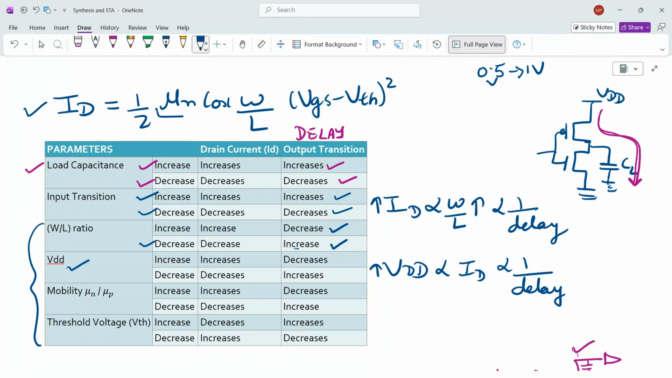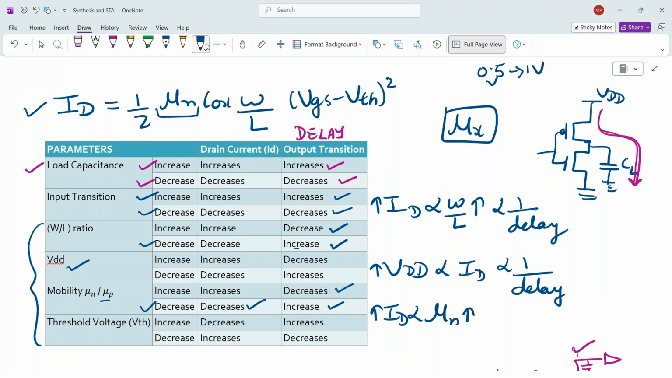And then comes the mobility. Mobility of charge particles. It is mu n with respect to NMOS, and mu p with respect to PMOS. Sometimes you will also see mu x, where you consider either NMOS or PMOS. Again, the mobility is directly proportional to ID. If I increase the mobility, ID will increase and the delay will decrease. If I decrease the mobility, ID will decrease and the delay will increase.